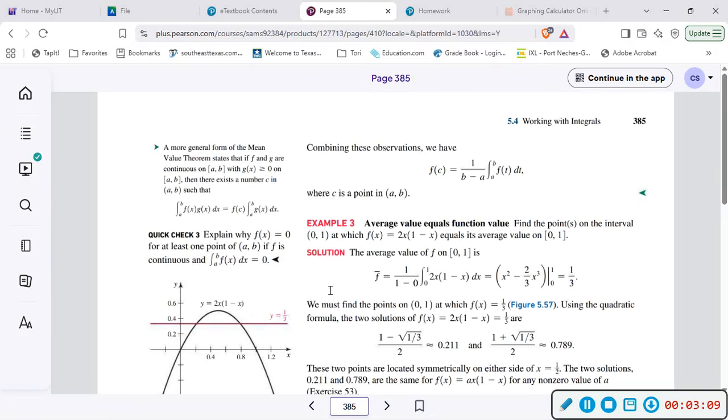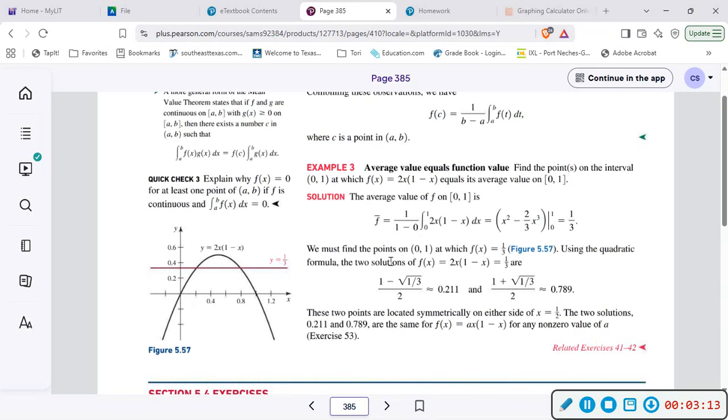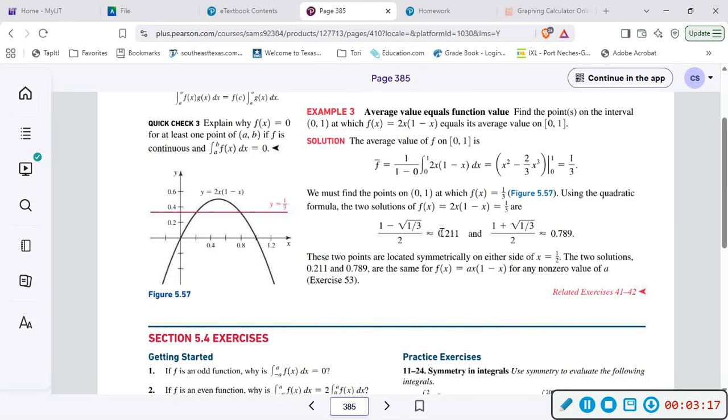And then we get some applications and examples of the average value function and the mean value theorem. So with that, we're going to jump into my math lab and solve some problems and work some examples.